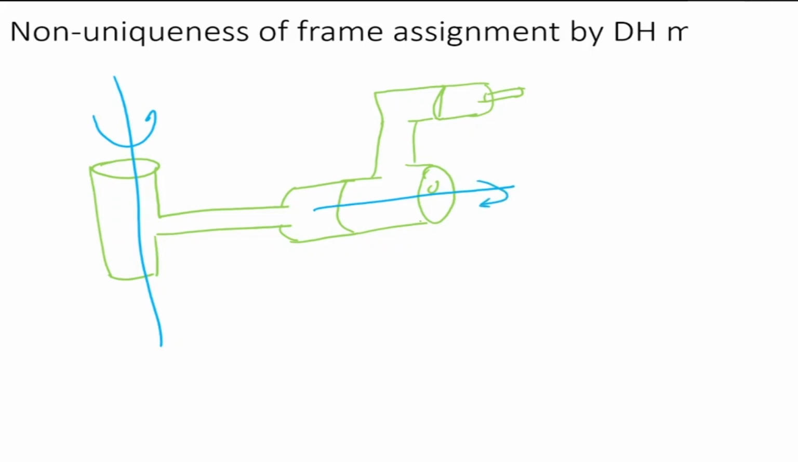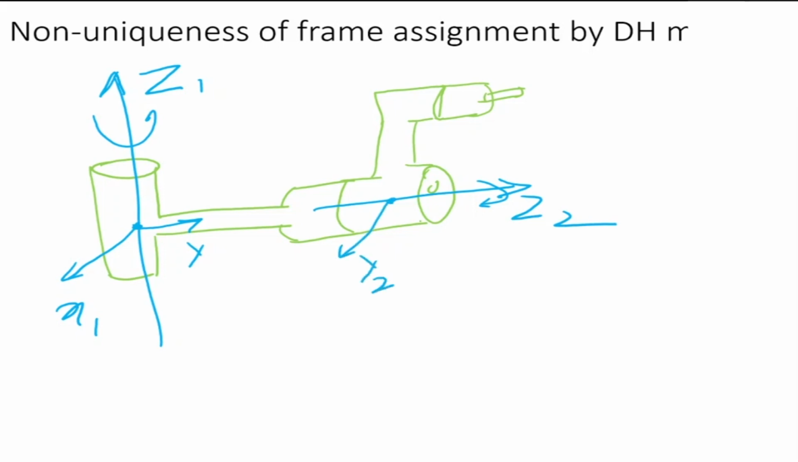So one way of assigning the frames would be I can assign Z1 here, and I can assign X1 here, and this is my Y1. On the other, I'm going to put Z2 here. Then I put Y2 here, and I'm going to put X2 here. Now, this is one way. What is the other way? The other way could be that I put Z1, X1, and Y1 like this. But what I do, I can reverse the Z2 and put it this side. This is my Z2 now, and my X2 is this side only.